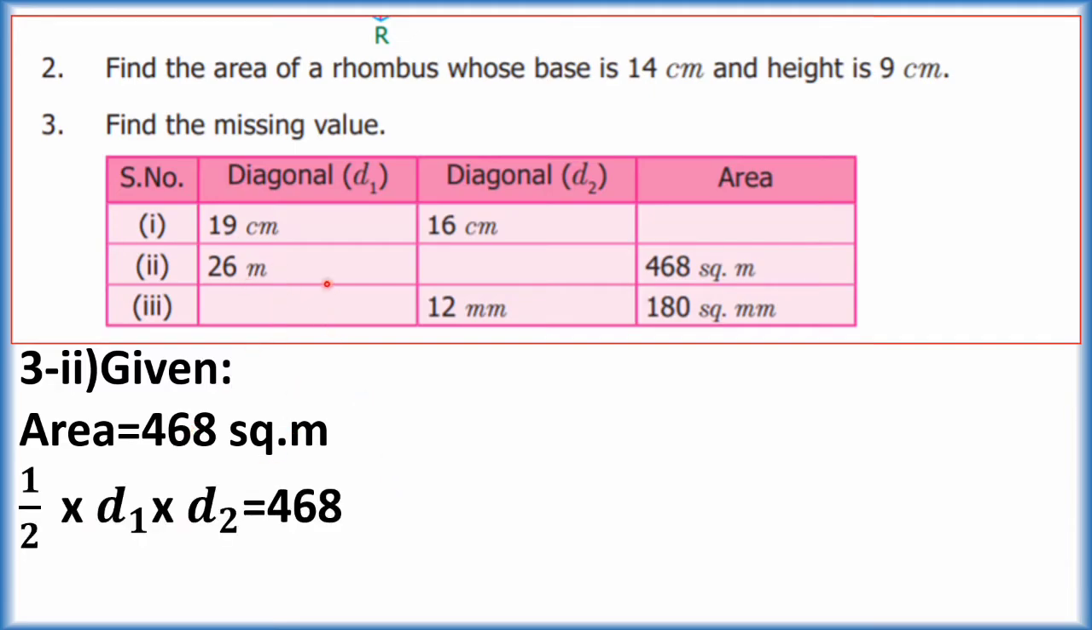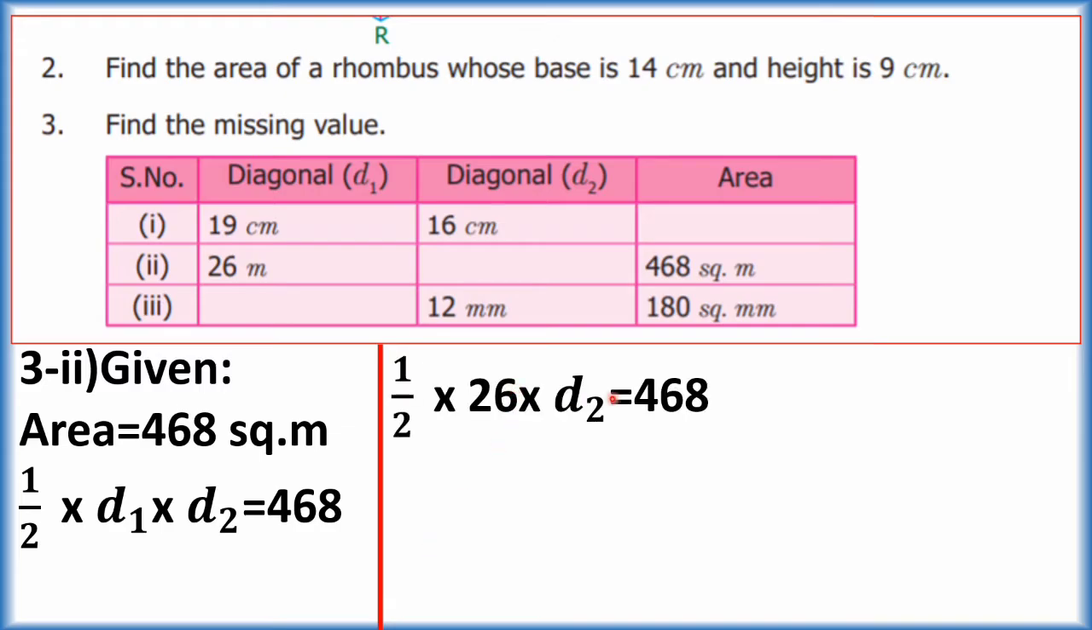We know if diagonals are given, what's the formula of the area? Half into D1 into D2 equal to 468. Substitute one diagonal, 26 meter. So we need to find the diagonal D2. If we cancel 2 and 26, it is 13. So 13 into D2 equal to 468.